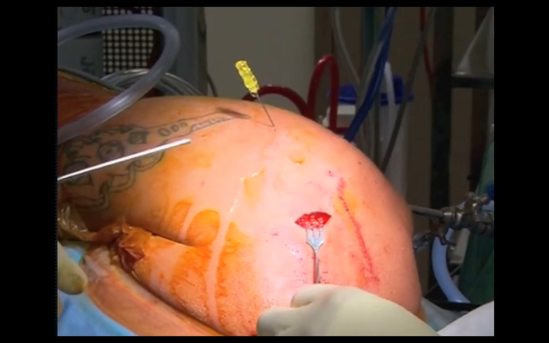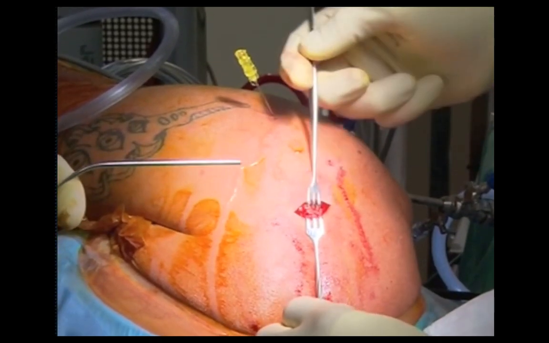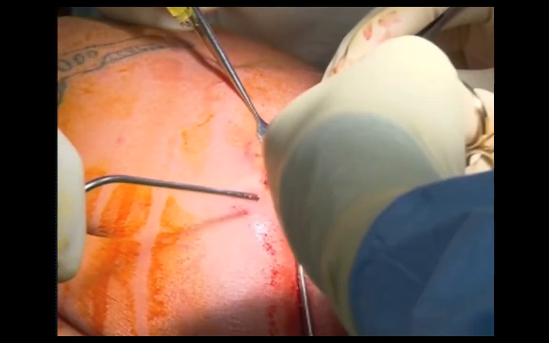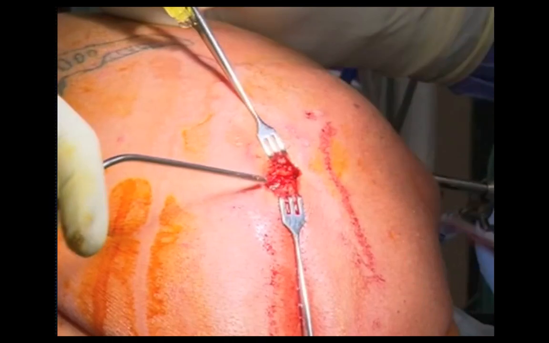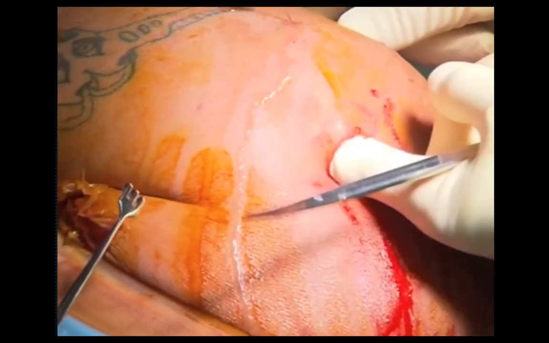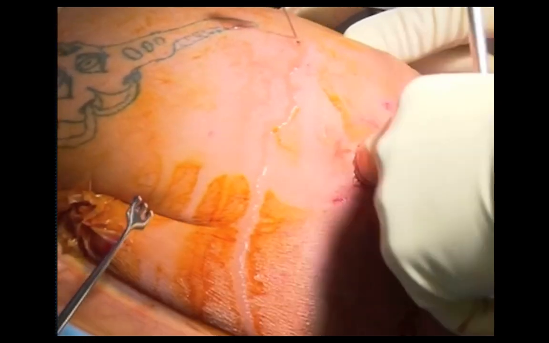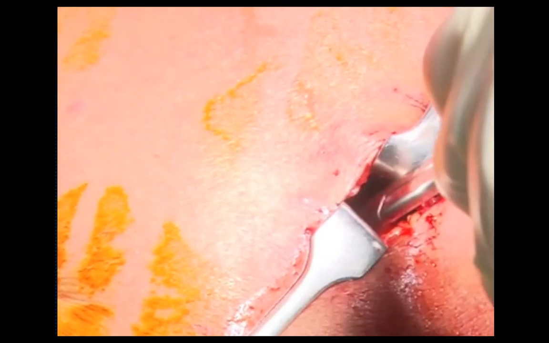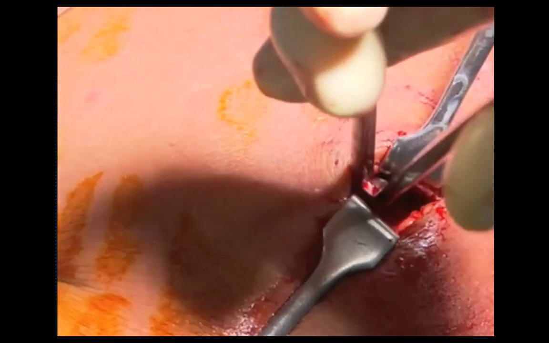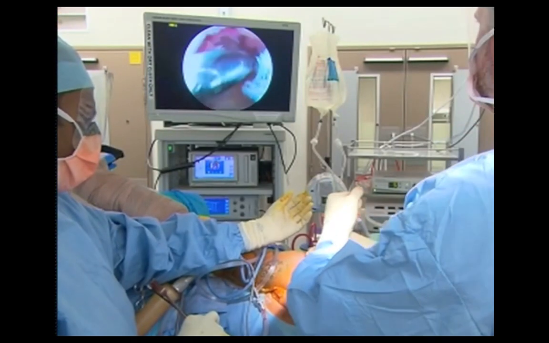A 2 to 3 centimetre incision is then made in the skin, and the deltoid is split in the line of its fibres. With blunt dissection, we can dissect the deltoid away from the posterior rotator cuff. The posterior interval is then visualised before being split in the line of its fibres.